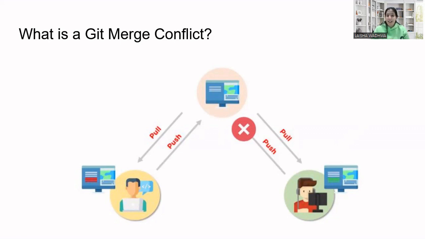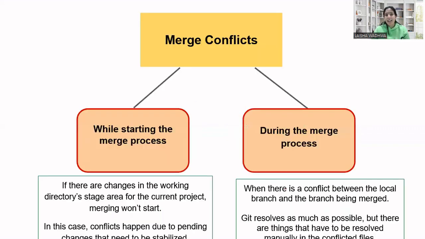It's because there are some changes already present in the repository and you are trying to push changes which do not have the current version. So Git naturally is confused and doesn't know what to keep, what to remove, and what to retain. So let's try to understand what are the different kinds of merge conflicts we have.